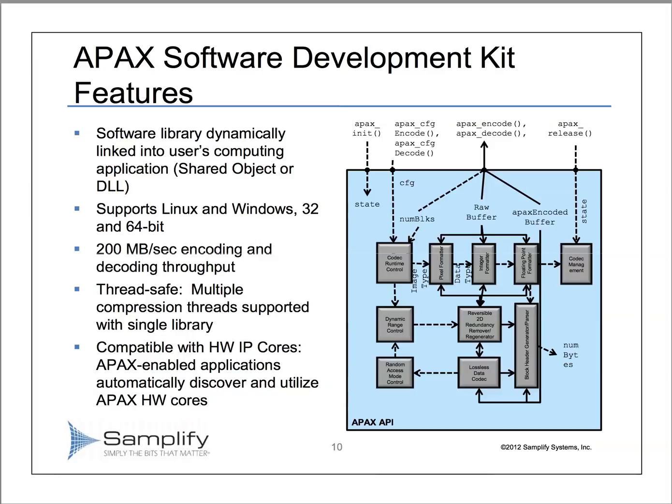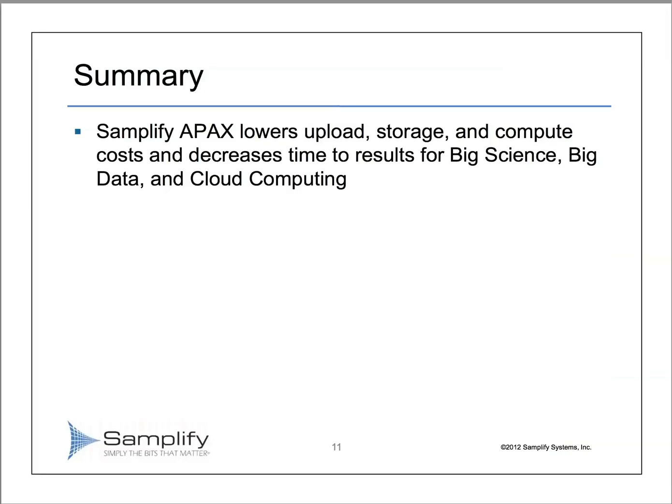All the user has to do is basically wrap their MPI calls or their major file I/O transactions with APAX encoding and decoding functions. So in summary, what we're solving is the memory wall on multi-core processors, and the benefit of that is basically lowering upload, storage, and compute costs while decreasing time to results, improving time to results for big science, big data, and cloud computing applications.